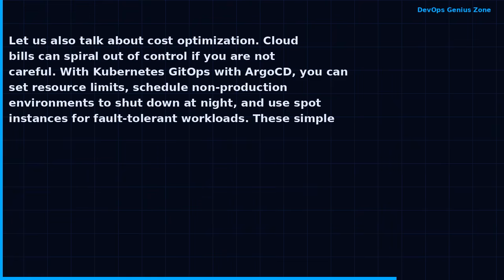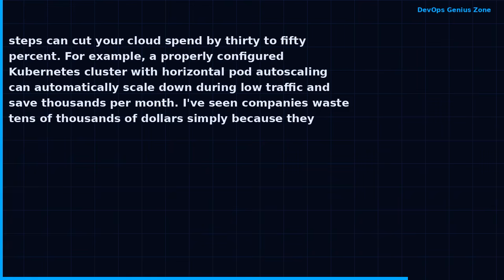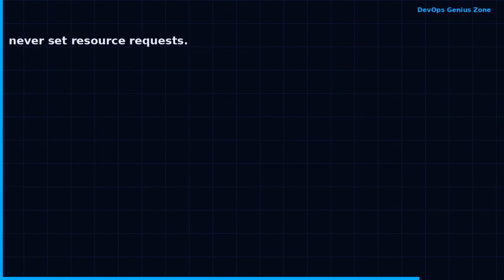Let us also talk about cost optimization. Cloud bills can spiral out of control if you are not careful. With Kubernetes GitOps with ArgoCD, you can set resource limits, schedule non-production environments to shut down at night, and use spot instances for fault-tolerant workloads. These simple steps can cut your cloud spend by 30 to 50%. For example, a properly configured Kubernetes cluster with horizontal pod autoscaling can automatically scale down during low traffic and save thousands per month. I've seen companies waste tens of thousands of dollars simply because they never set resource requests.